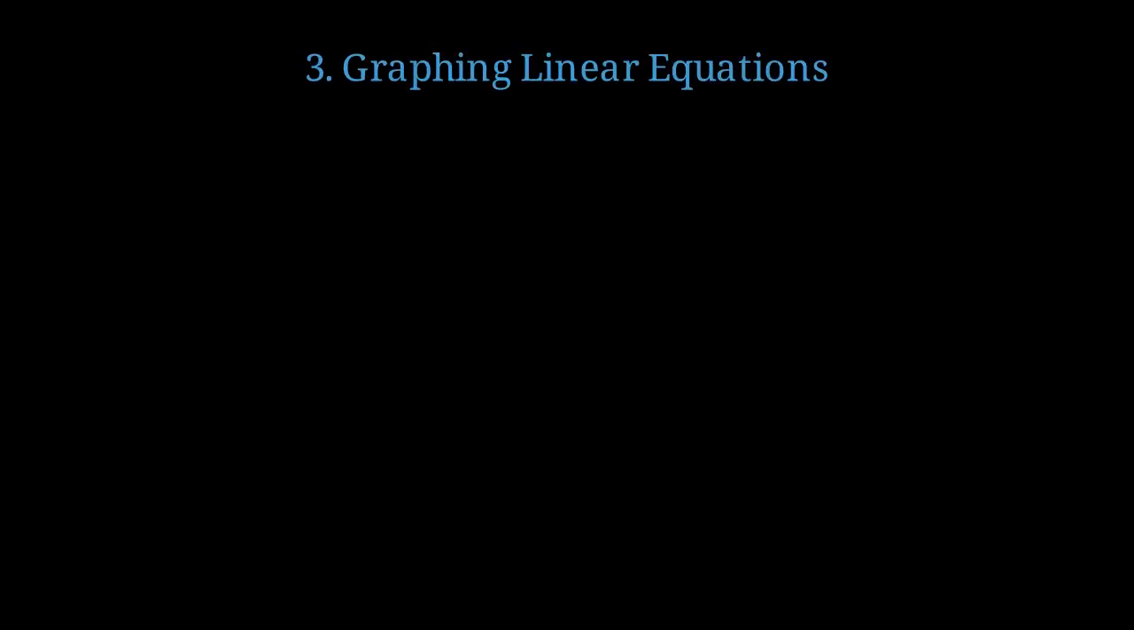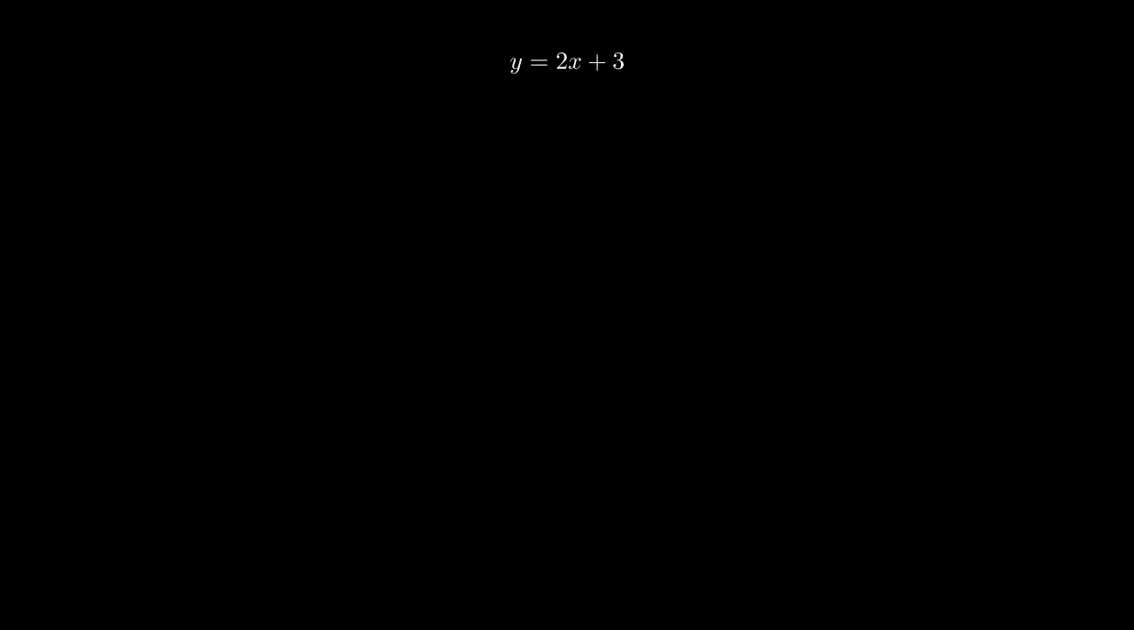Linear equations can also be graphed on a coordinate plane. The graph of a linear equation is a straight line. For example, the graph of y equals 2x plus 3 is a straight line with a slope of 2 and a y-intercept of 3. Linear equations have many real-world applications.